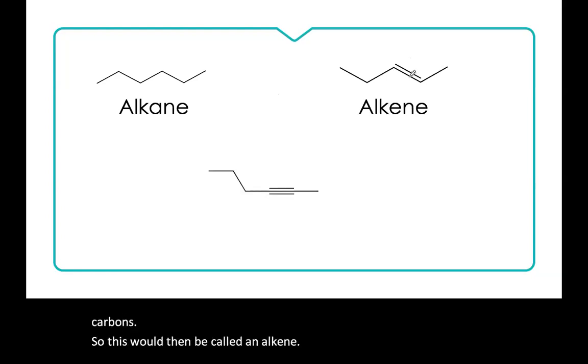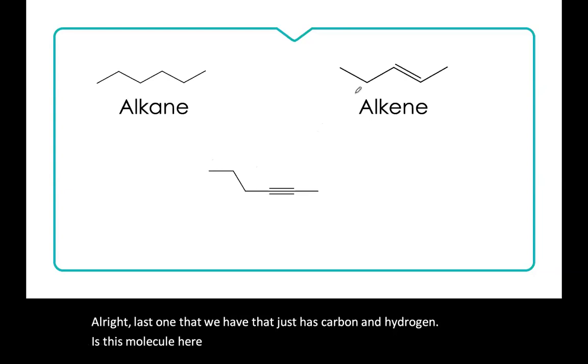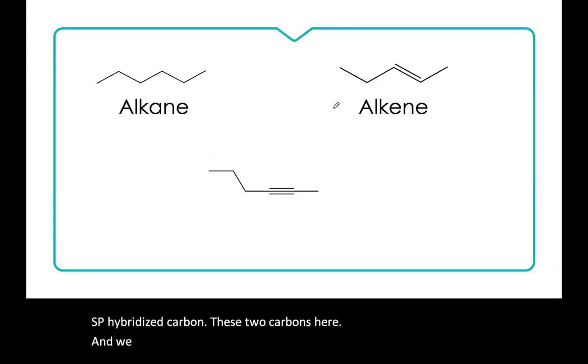All right, last one that we have that just has carbon and hydrogen is this molecule here. Notice there's a triple bond. This is what's called an sp hybridized carbon, these 2 carbons here. And when we have a molecule like this, looking at our flow chart, this would be called an alkyne.